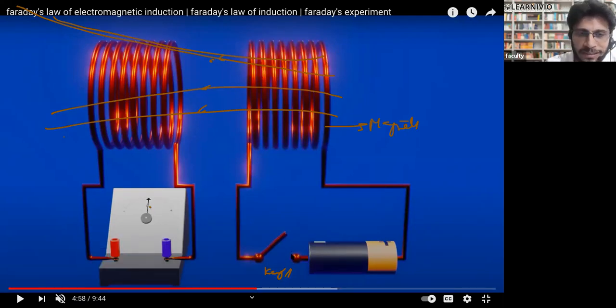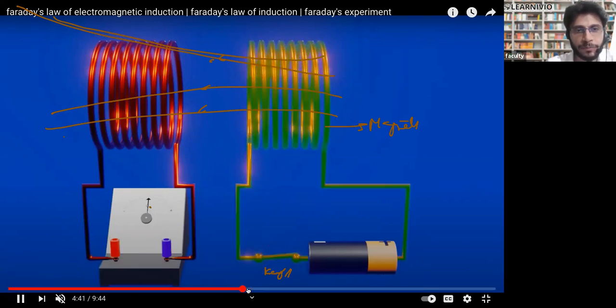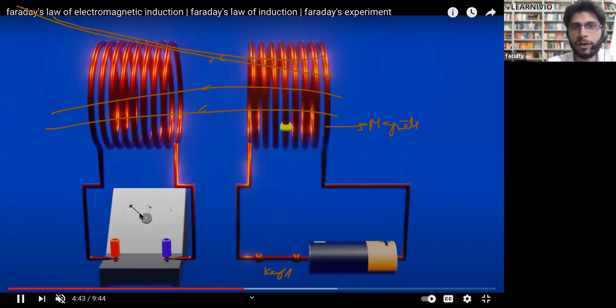What happens is as soon as he switched on the key, the current in this coil starts decreasing because it's no more connected to the battery or cell. When the current in the coil starts decreasing, the magnetic field which this coil is generating will decrease. When the magnetic field decreases, the flux linked with the second coil decreases, and that decrease you can see in the form of deflection in the galvanometer.